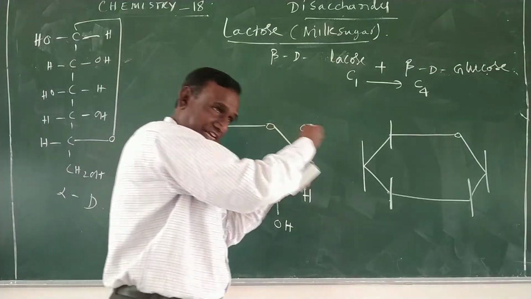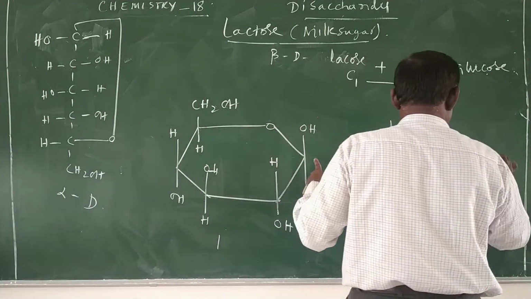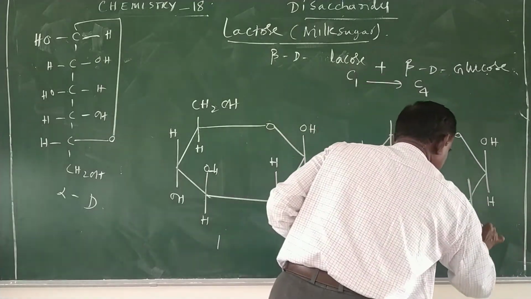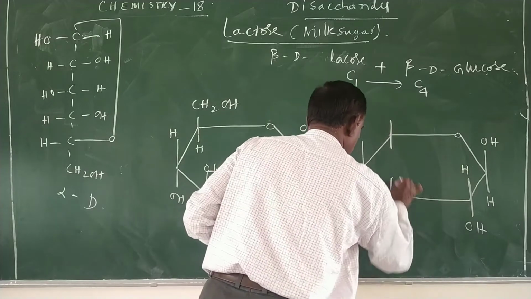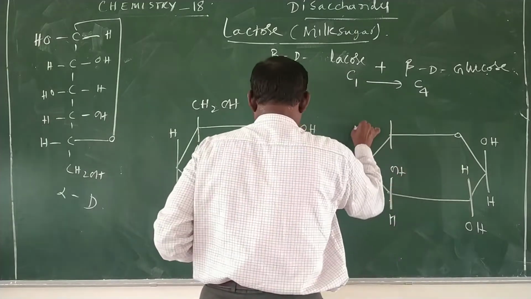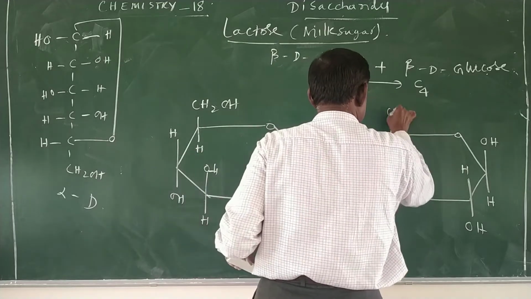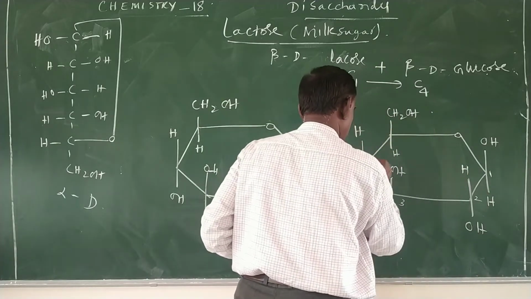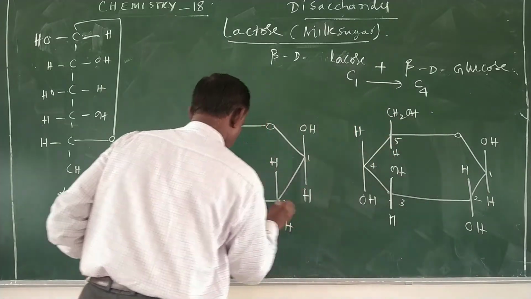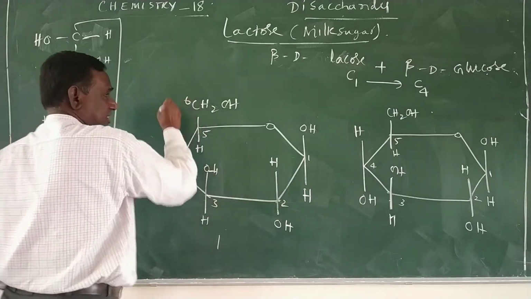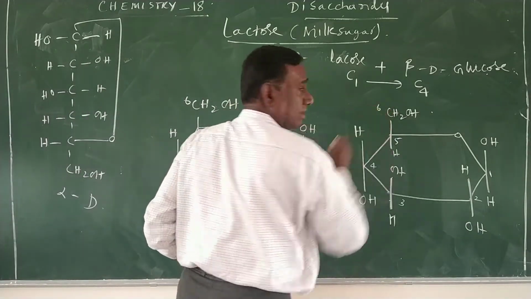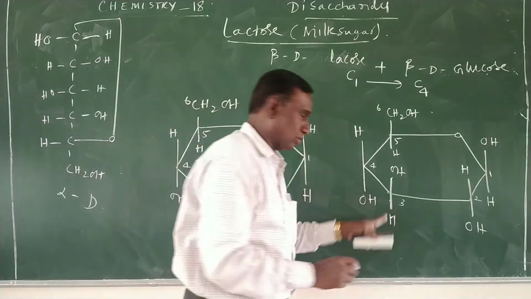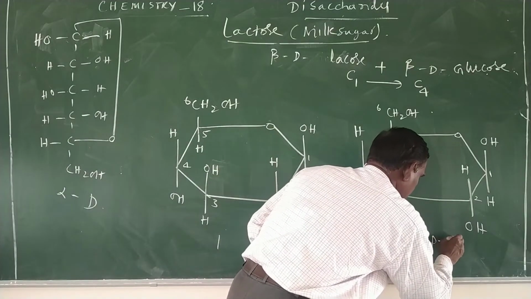Write the beta D glucose again, one more. Here OH and this is H. This is OH, this is H. This is H, OH, OH, H, H and CH2OH. Carbons 1, 2, 3, 4, 5, 6. Now it is actually beta D glucose.